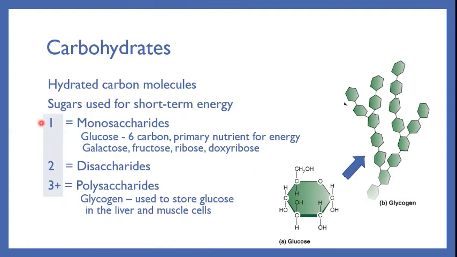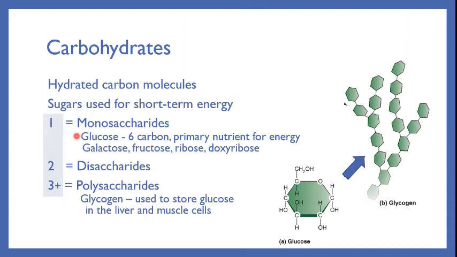One monomer of sugar is called a monosaccharide. Mono means one, and saccharide is another word for sugar. The simplest one that we come across is glucose. The most common form of a monosaccharide is glucose. This is a 6-carbon molecule, the primary nutrient that we use for energy.